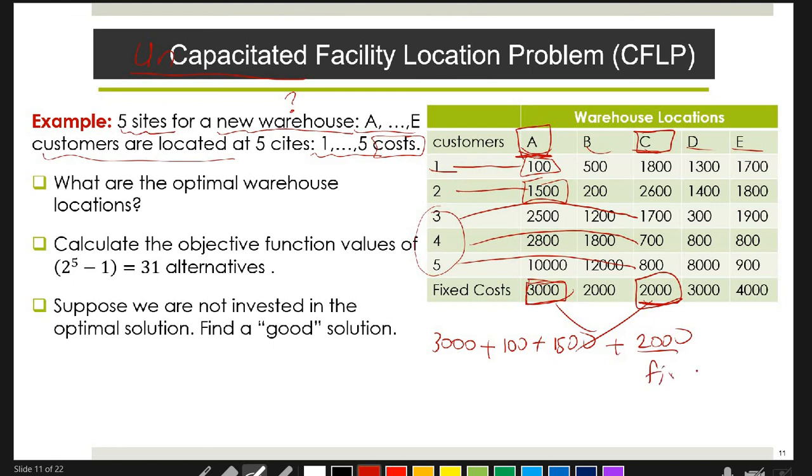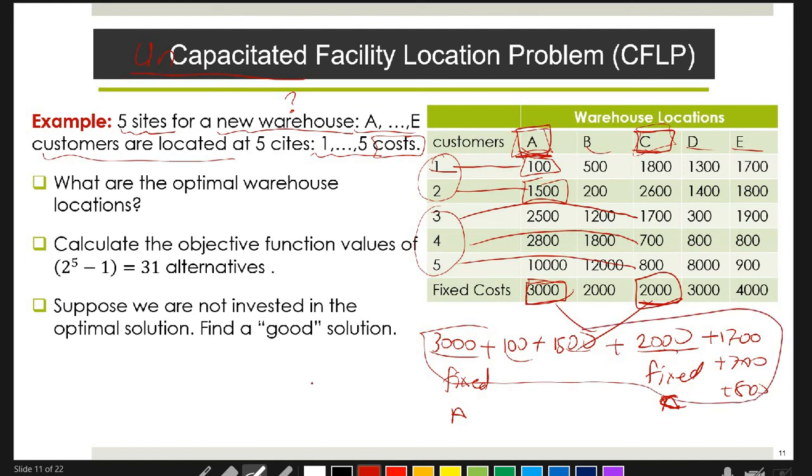This is fixed cost of C, and this is fixed cost of A. Okay? And I pay it only one time, not for each customer that I satisfy. If you establish a facility, then you pay it. Even if you satisfy one customer, you pay the same amount. If you satisfy all customers, you pay the same amount. And then the cost of satisfying these customers from here, $1,700 plus $700 plus $800. So if I decide to open A and C and satisfy customers 1 and 2 from A and 3, 4, 5 from C, the total cost of such a solution will be this much.